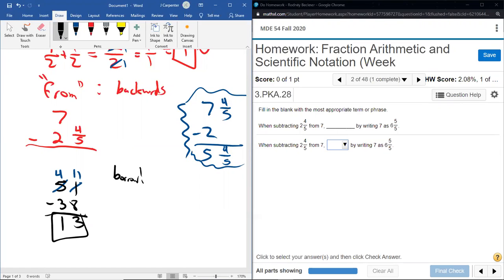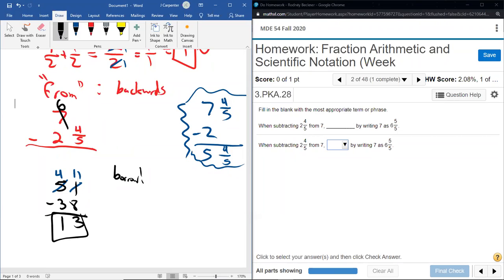Borrowing for fractions works a little differently. In this empty space, we want a fraction that we would have an easy time subtracting 4/5 from. Now, we're going to borrow from this 7. So when we borrow from this 7, just like when we borrow from this 5, it goes down 1. It turns into a 6.